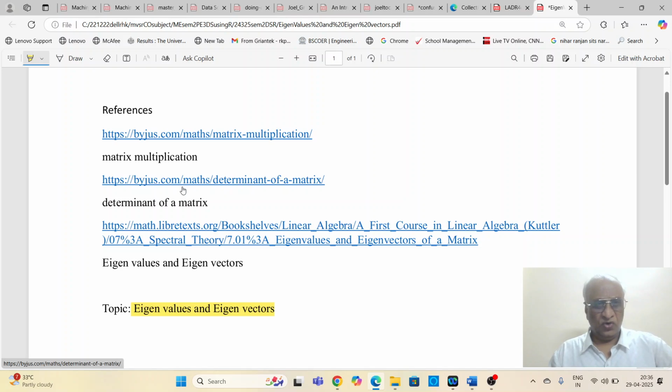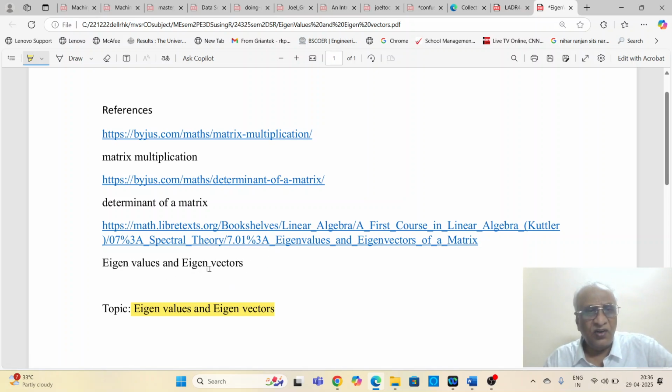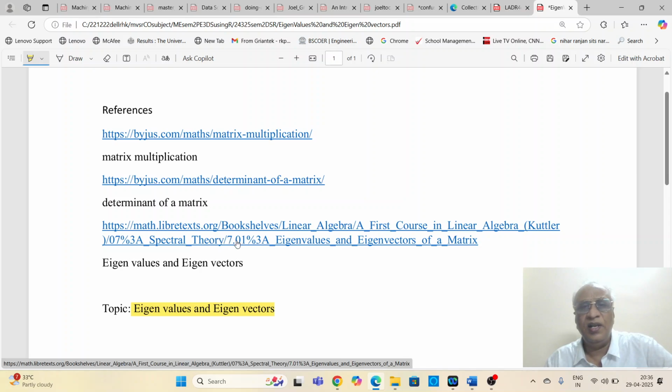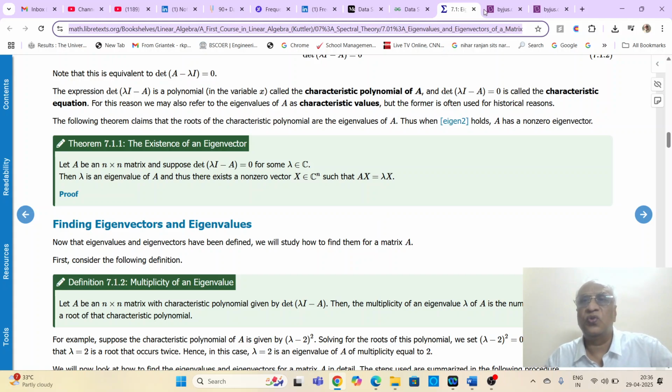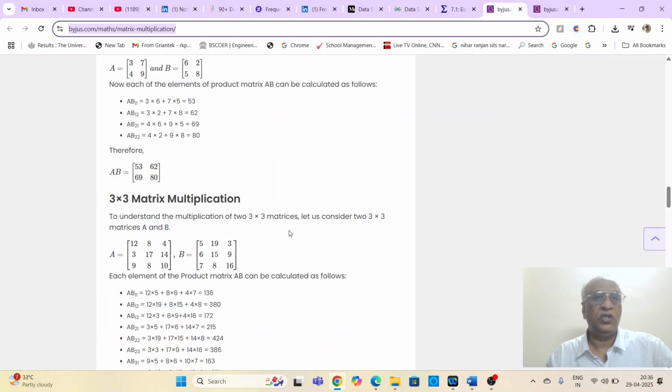concepts. So for matrix multiplication, I am using this link of Byju's. Again, for determinant of matrix, I am using this Byju's link. And for eigenvectors and values, I am using the LibreTexts link, First Course in Linear Algebra by Cutler. I have already clicked on them, so let me just check.